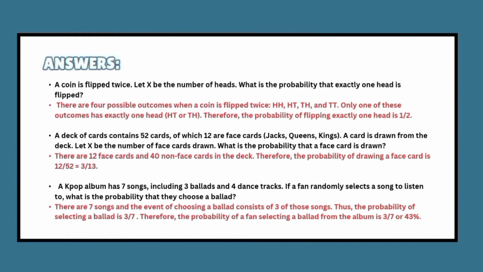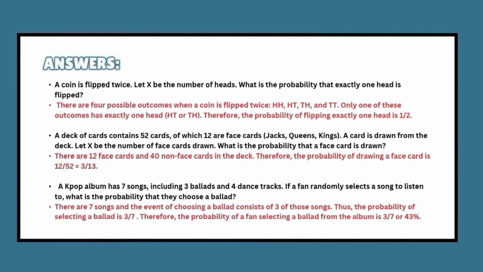And next we have a deck of cards containing 52 cards, of which 12 are face cards, the jacks, kings, and queens. A card is drawn from the deck. Let X be the number of face cards drawn. What is the probability that a face card is drawn? There are 12 face cards and 40 non-face cards in the deck. Therefore, the probability of drawing a face card is 12 over 52, or 3 over 13.